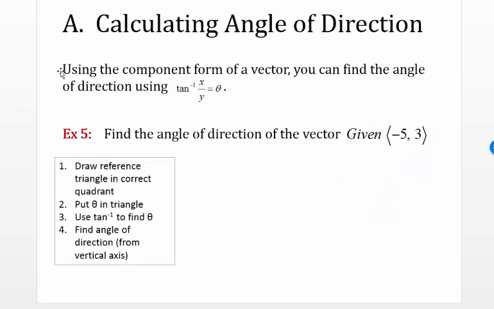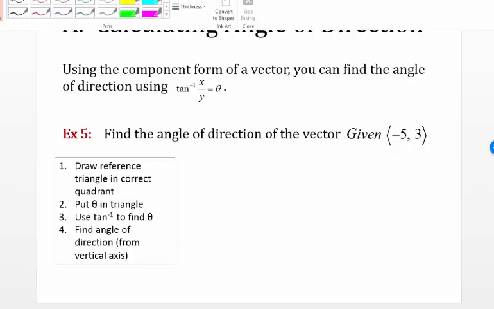Okay. Yesterday we talked about like northeast, southwest. That's all fabulous and good. But what if you don't have that? What if you just have the x and the y component of your vector and you need the angle? So that's what we're looking at here, using the component form of a vector.